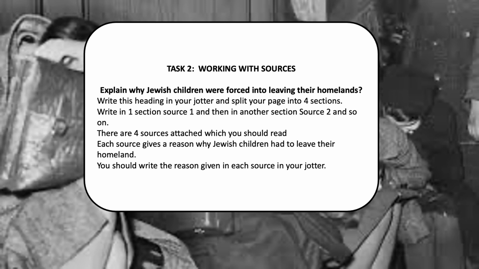Now you've split your page into 4 sections and you have those headings. You will see that there are 4 sources attached to the assignment, and it's important that you read them through. Each source gives a reason why Jewish children had to leave their homeland. You are going to write down the reason that's given in each source in the relevant box in your jotter. So please open up those sources now and complete this task.